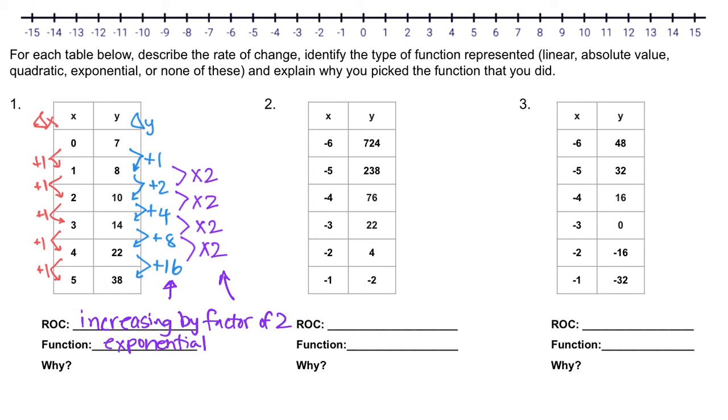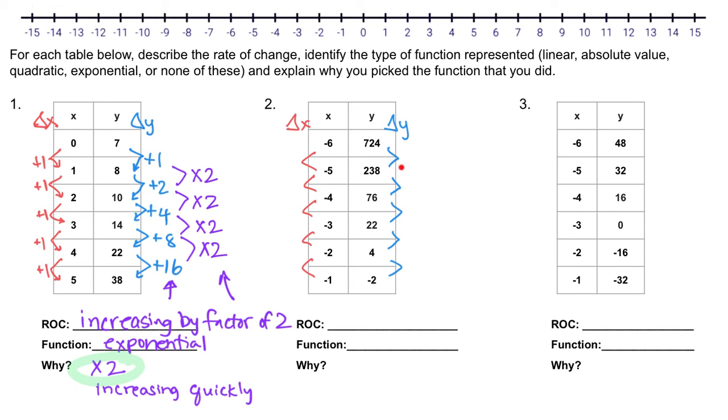And for your explanation, you could put a couple of things. You see that you have times 2, and you can see that it is increasing quickly. You could also say no turning point, but for it to be exponential, you really have to have this: increasing by a factor or decreasing by a factor.